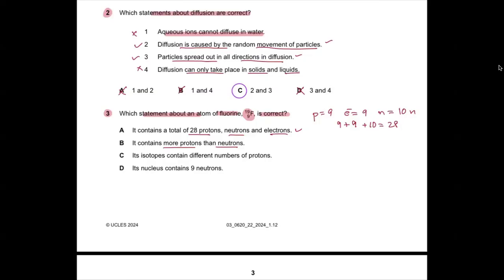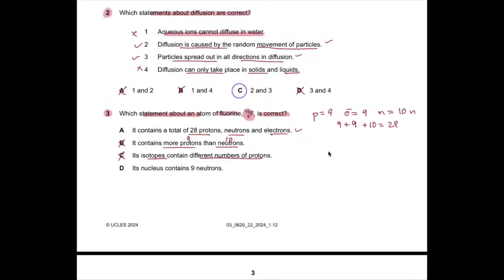It contains more protons than neutrons. If you see, the protons are fewer and neutrons are greater. So B goes wrong. Its isotopes contain different numbers of protons. No, isotopes don't have different numbers of protons. Isotopes always have the same number of protons, right? Yes. Okay.